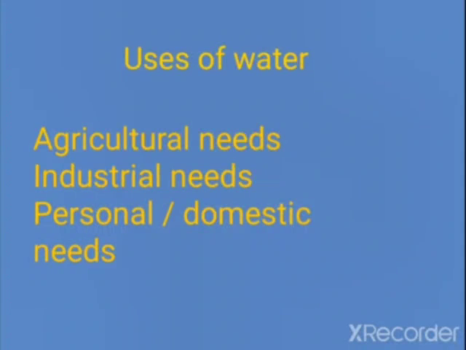So here is one more question. What is potable water? Potable water means water that is suitable for human consumption. Human consumption means for drinking, water that humans can consume. So water that is suitable for human consumption is called potable water.